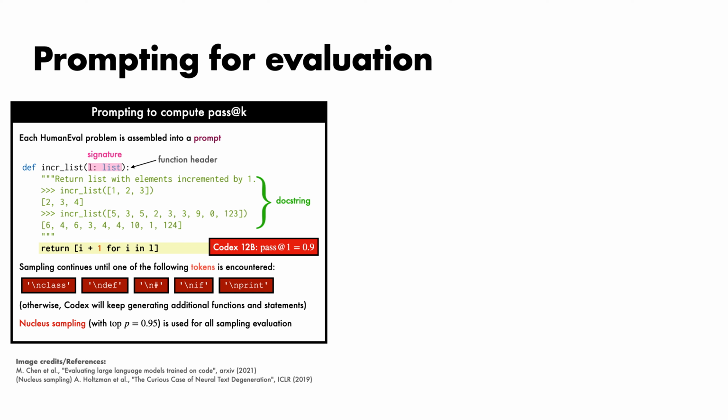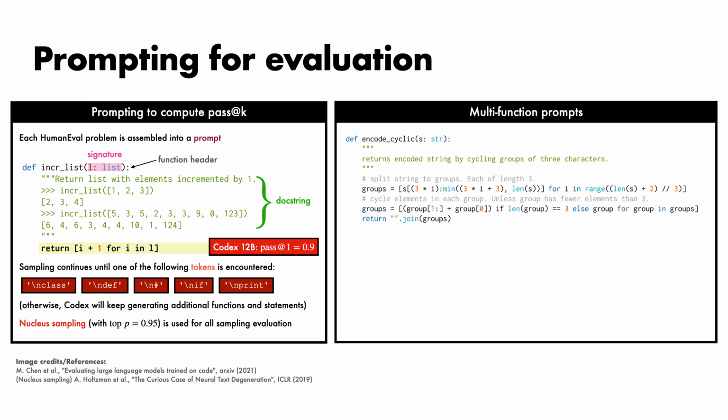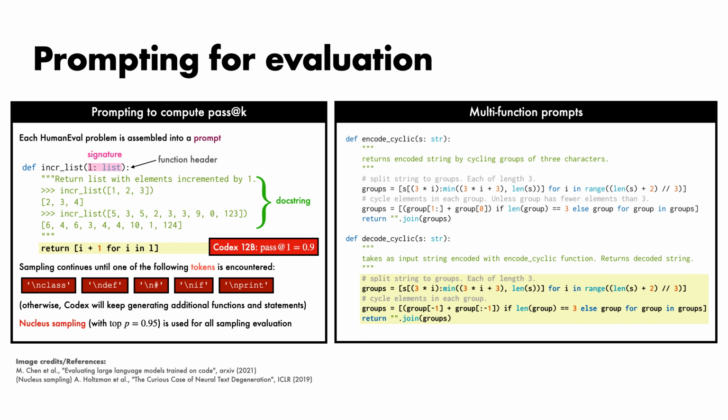This prompting mechanism for generating code is quite flexible and extends directly to multifunction prompts. For instance, we may provide a full function implementation, in this case for a function that returns an encoded string by cycling groups of three characters, then immediately follow it with an additional function header and docstring that tasks the model with taking in an input string that has been encoded by the encode_cyclic function defined above, and then returns a decoded string. So here, Codex must generate an appropriate completion that accounts for the behavior of the first function.